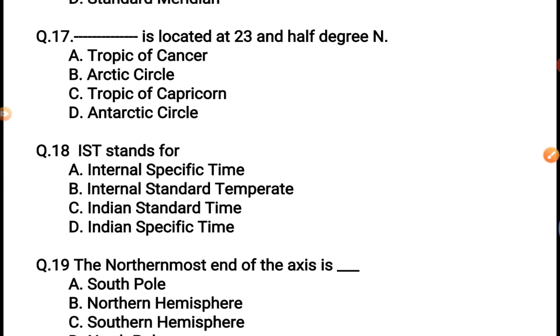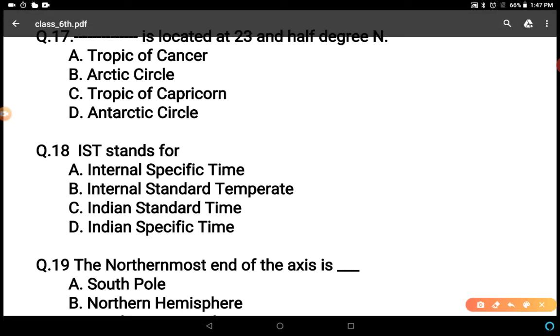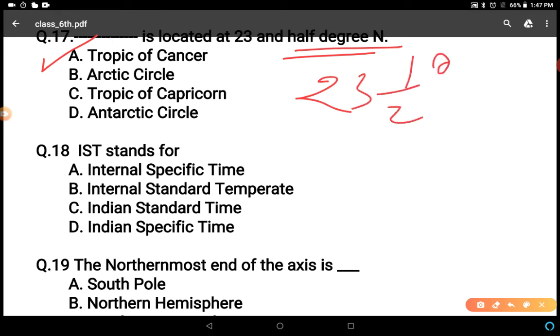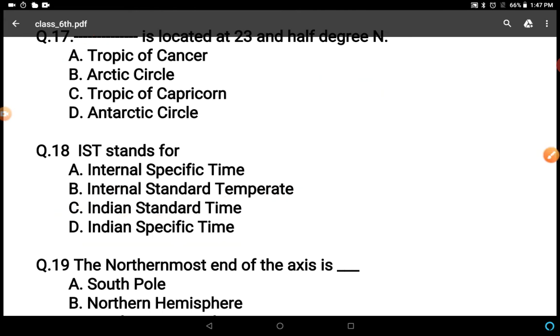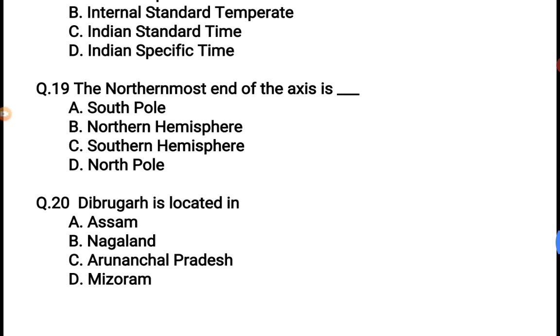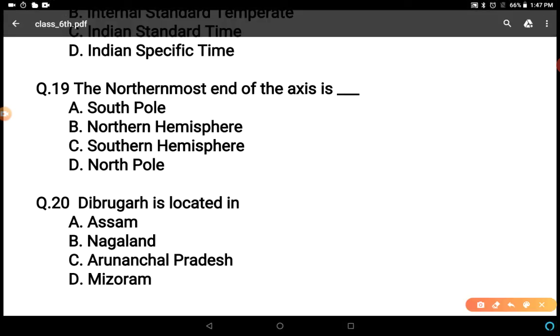Next, which is located at 23.5 degree north: Tropic of Cancer, Arctic Circle, Tropic of Capricorn, Antarctic Circle. So the correct answer is Tropic of Cancer. It is situated in the north, 23.5 degree north. IST stands for International Specific Time, International Standard Time, Indian Standard Time, or Indian Specific Time. C is the correct answer, Indian Standard Time, 82.5 degree eastern longitude. The northernmost end of the axis is: South Pole, Northern Hemisphere, Southern Hemisphere, or North Pole.